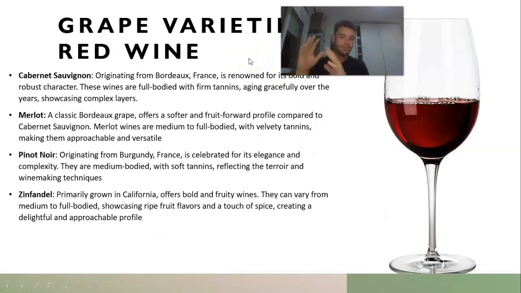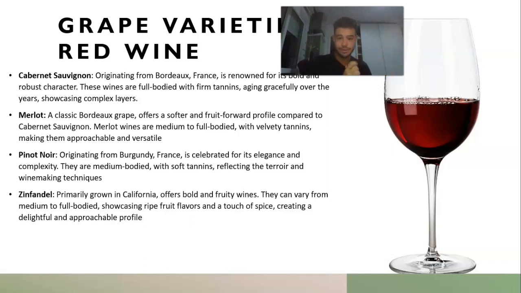Moving on, we have a little bit of the red wine grapes. Cabernet Sauvignon, originally from Bordeaux, France. It's very, very known. It's full body with firm tannins, and it ages gracefully over the years. This is very interesting. It's one of my personal favorites. If you can try it. Merlot. It's classic from Bordeaux, but Argentina has some great Merlots. I personally love that as well. In South America, it's very easy to access them. So they offer a softer and fruity forward profile compared to Cabernet Sauvignon.